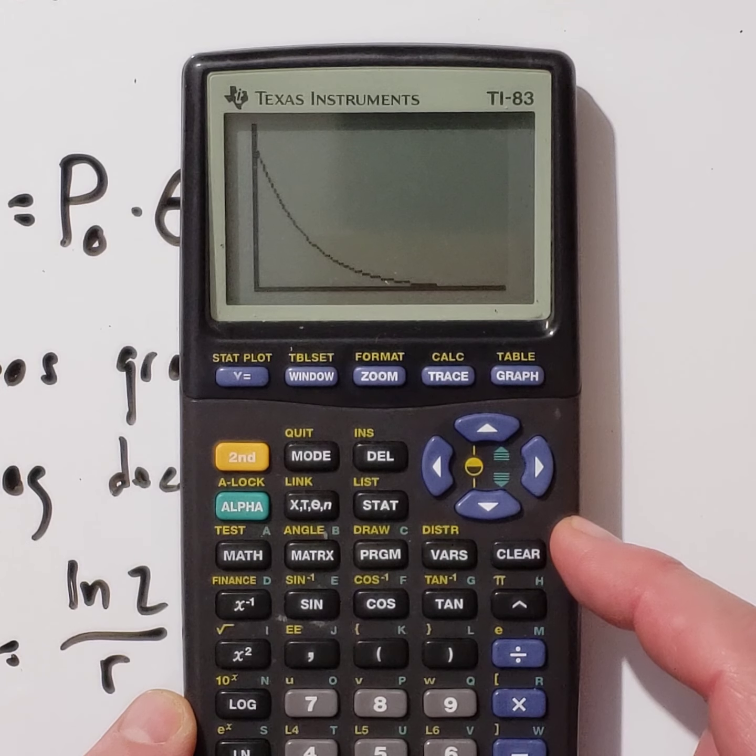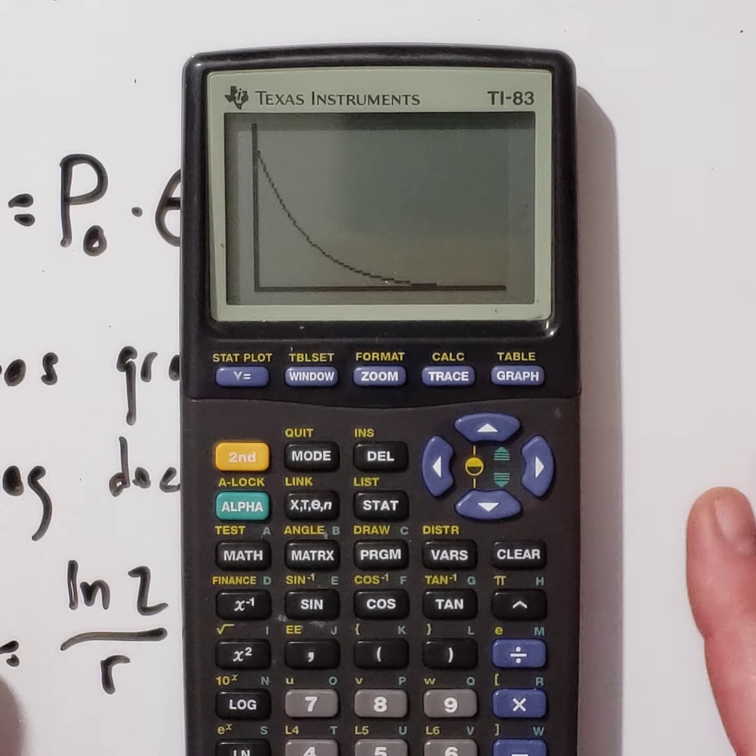Now I'm trying to keep these little pieces short, so I'm going to stop here, and in the next one we're going to look at a couple of these word problems right out of the book.